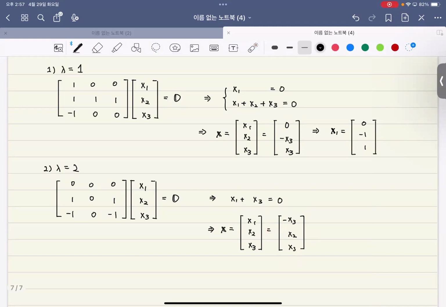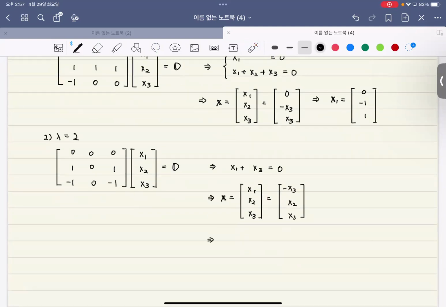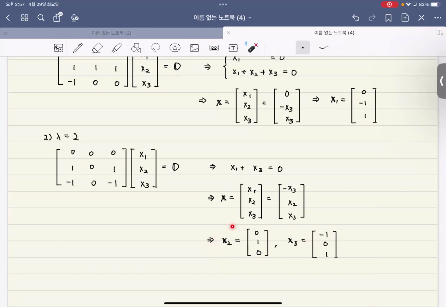So I should be saying x2 is just 0, 1, 0, and x3 is minus 1, 0, and 1. So these two are the eigenvectors of eigenvalue 2.